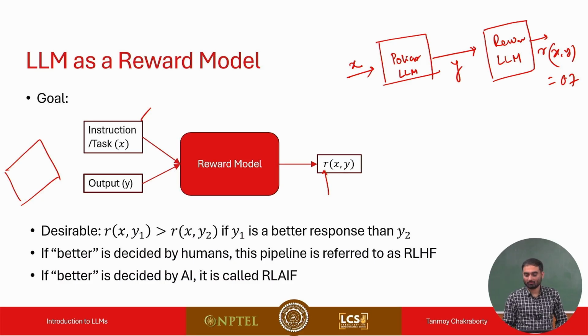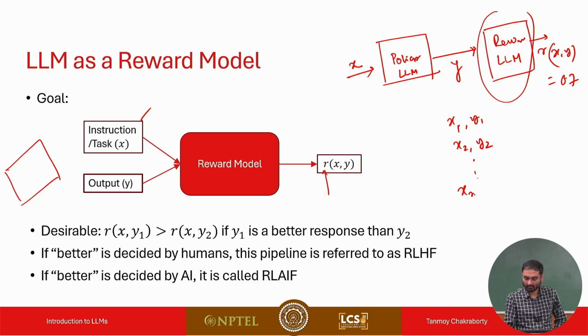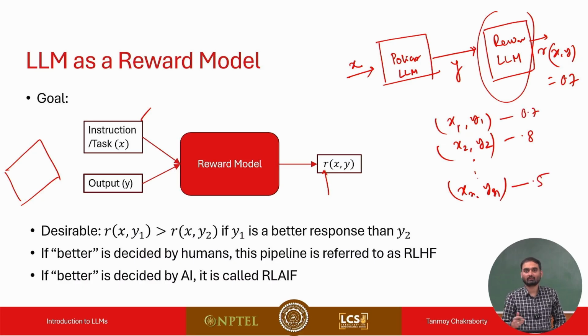Okay, now think about this. To train this reward LLM, what do we need as training data? X1, Y1, X2, Y2, dot dot dot, Xn, Yn. These kind of pairs, right? And the number, how do you get these numbers? These numbers will be obtained from humans, right? And these numbers are so subjective.